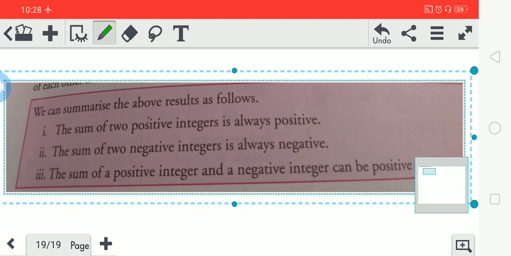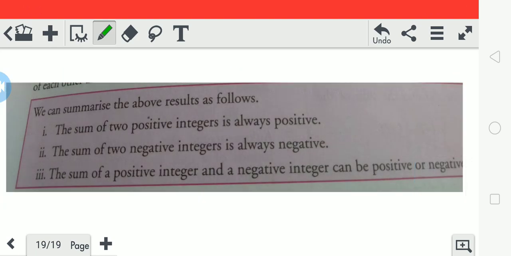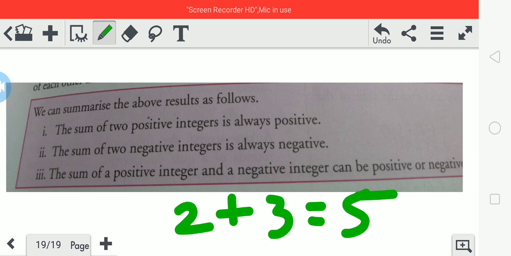These are the rules. See again, I repeat: the sum of two positive integers is always positive. Let's take one example: 2 plus 3 equals 5. Here 2 is positive, 3 is positive, and the answer is also positive. This is the example for the first rule, right?